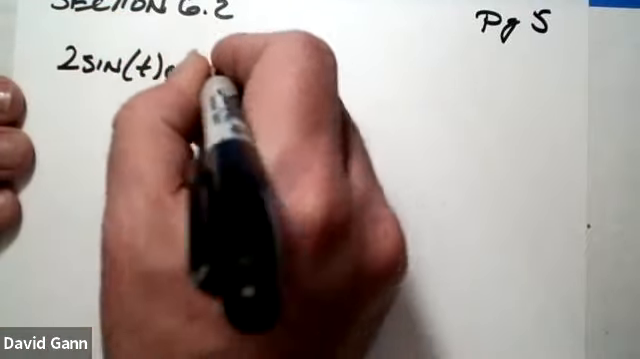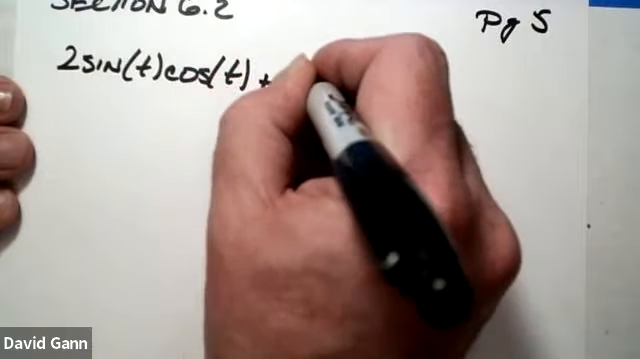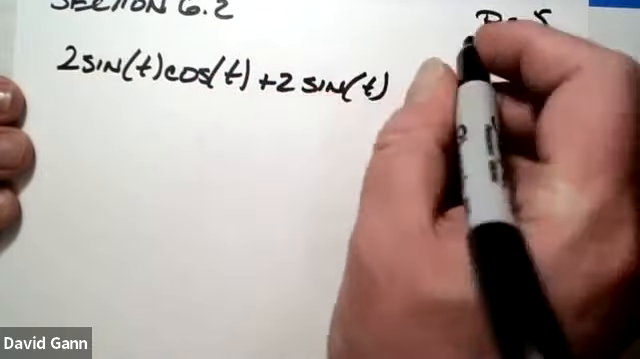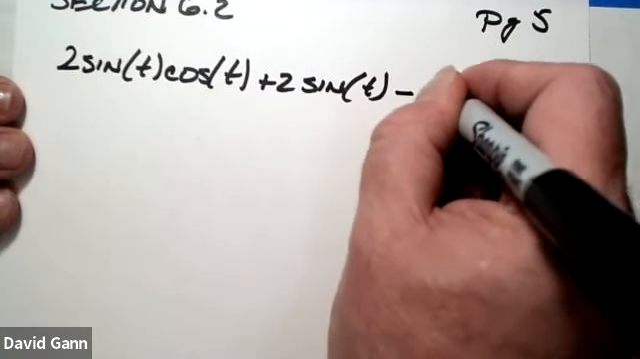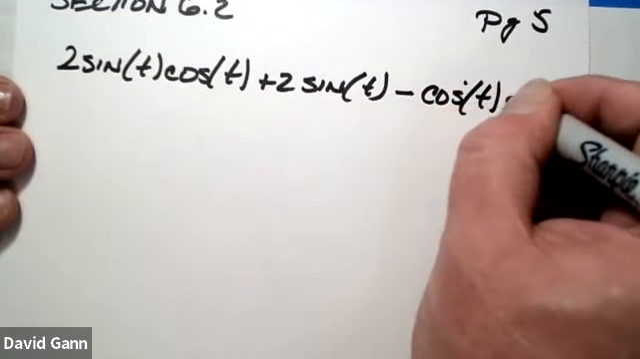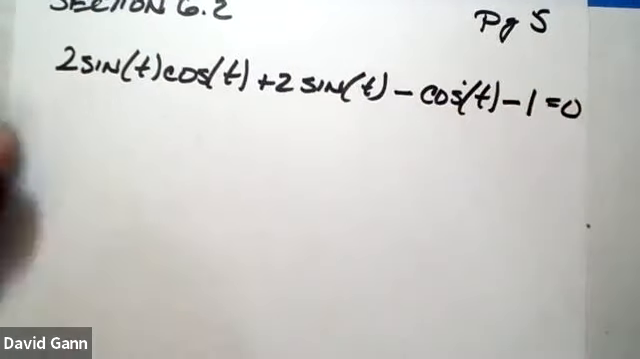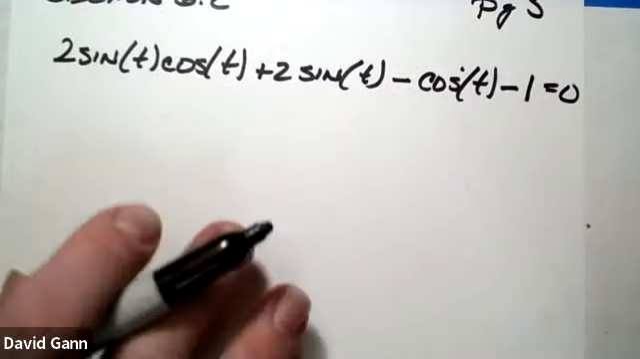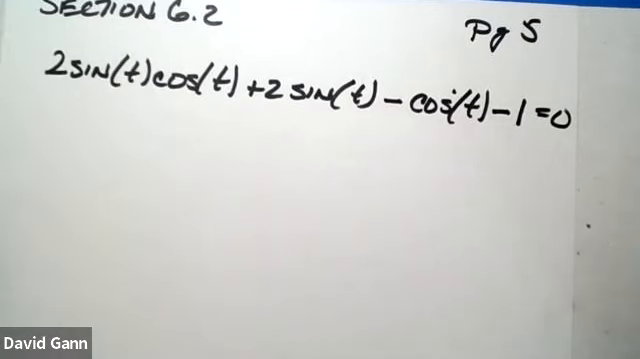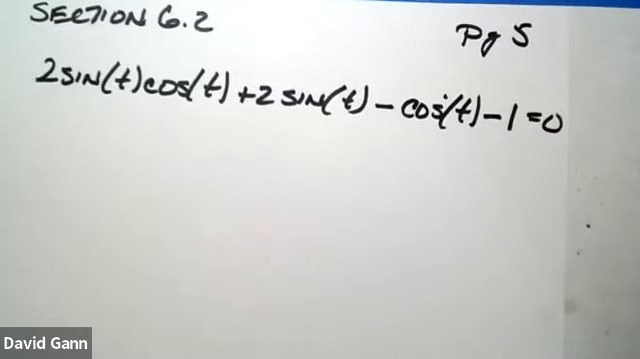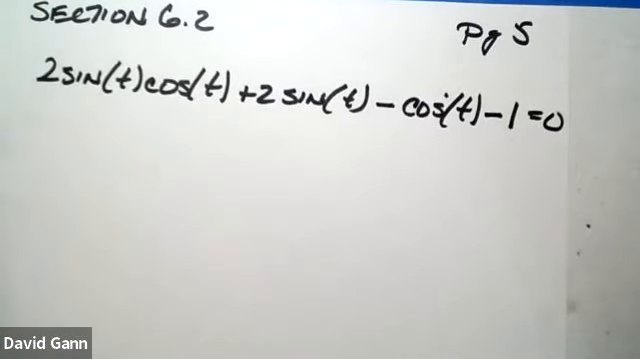2 sine of t times cosine of t plus 2 sine of t. Ooh, that's looking real similar. But now we're going to have a minus cosine of t minus 1 equals 0. Okay, so if this was in the form of 2x times y plus 2x minus y minus 1, it might be a little bit easier to see what's going on. But anytime you've got 4 terms, this is not some super complicated course, so they go back to some pretty standard techniques.